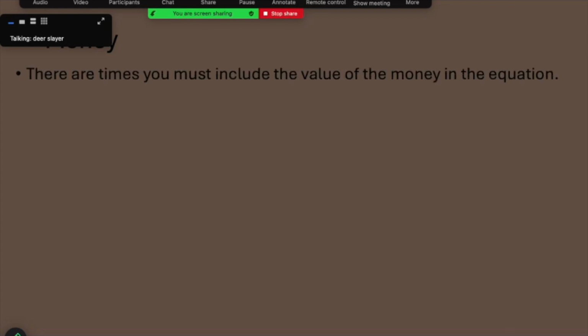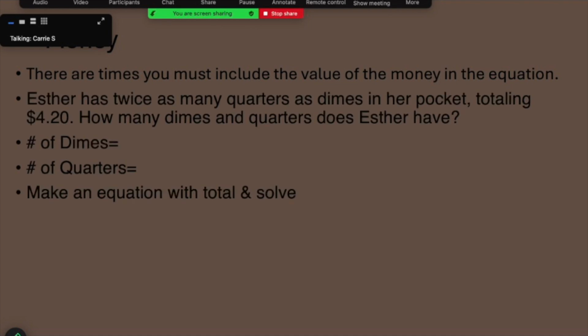All right, let's do the one together, and it has to do with money. Okay? There are times when you need to include the value of the money in the equation. So here is a problem. Esther had twice as many quarters as dimes in her pocket, totaling $4.20. How many dimes and quarters does Esther have?